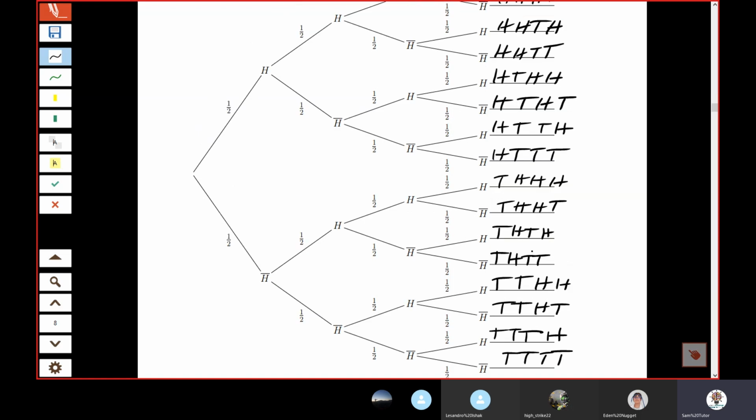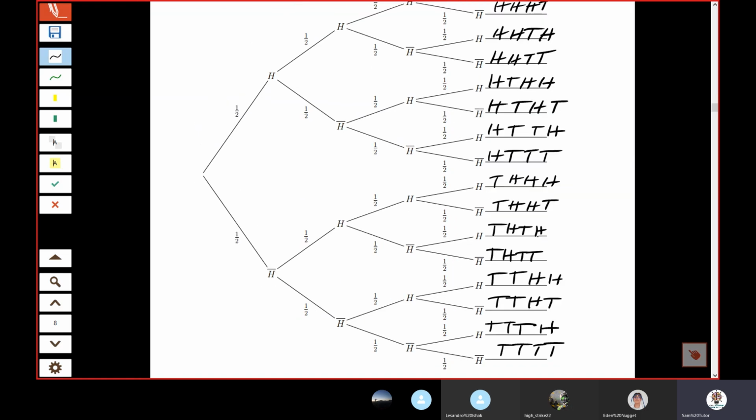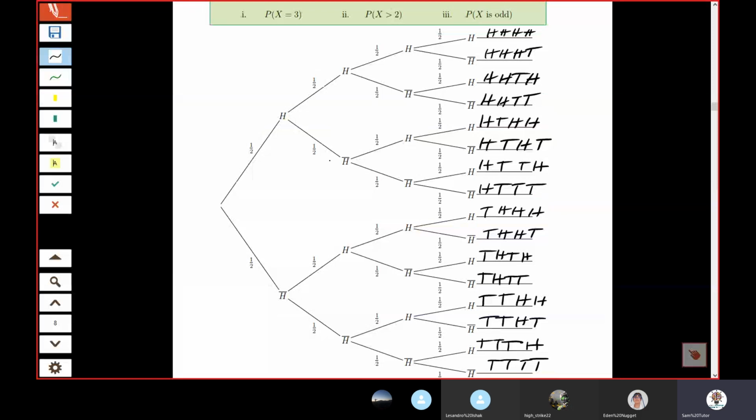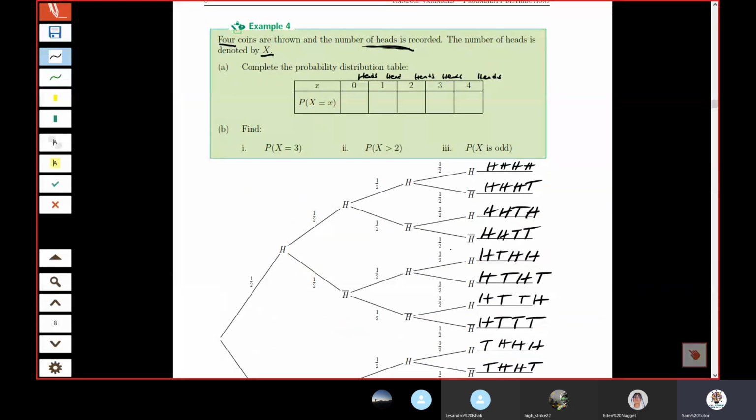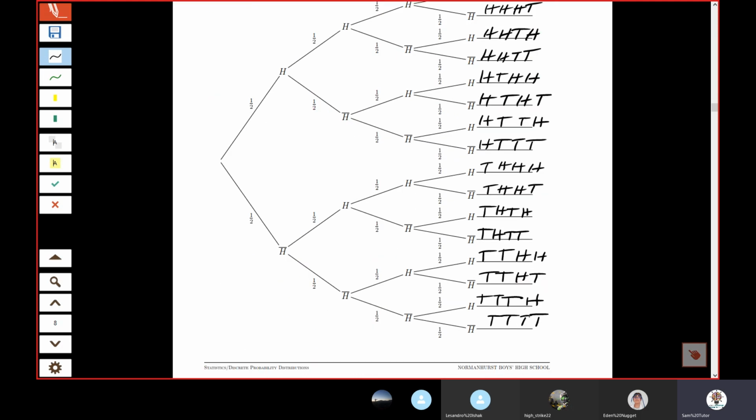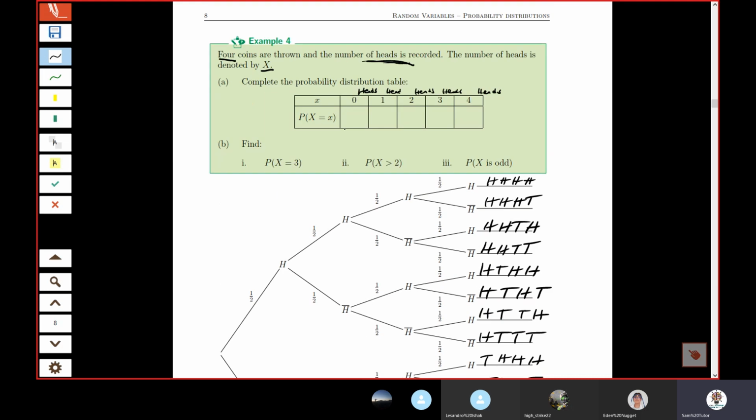All right, so you would have done something like that. Maybe you would have just listed it out yourself without drawing this big tree diagram. It's up to you. Now, what's the probability of getting 0 heads? So 0 heads would obviously be 1 out of 16.